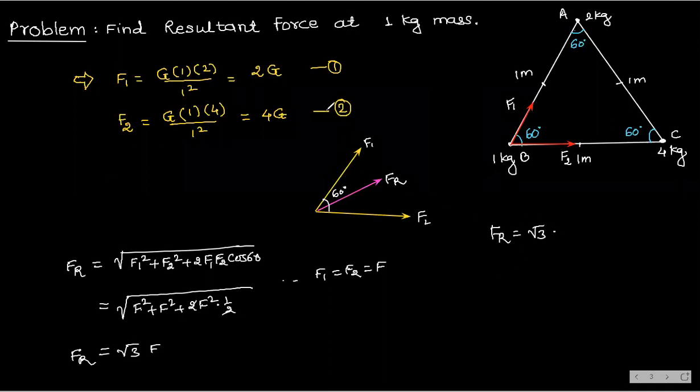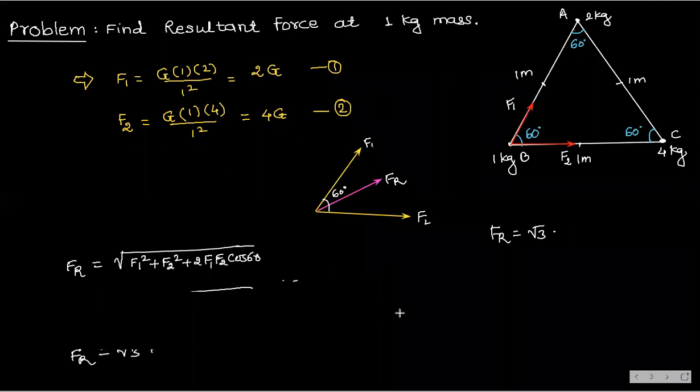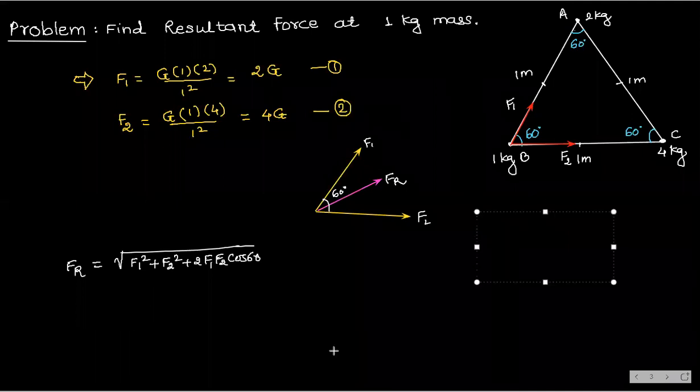Root 3 into f value is what? Here F1 is not equal to F2 now, so we can't use this. So we can't use F1 equal to F2 here. We have to make this clear, right? This is not equal here. So what should we do? We should substitute whatever the values are, right?